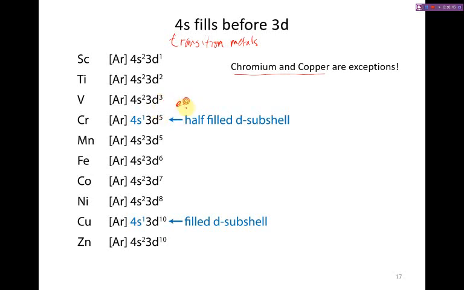We would expect chromium to be 4s2 3d4, and we would expect copper to be 4s2 3d9. But they're not. And the reason they're not is more complicated than what we need to get into. But what you do need to know is that these are exceptions to the rule, and the main reason for these differences is that the observed configurations are simply lower in energy than what we would have expected. The reason for that has to do with the symmetry of the orbitals. If you would like to know more about it, the ebook does go more in depth. But for our purposes, what's important is realizing that there are exceptions to the rule.